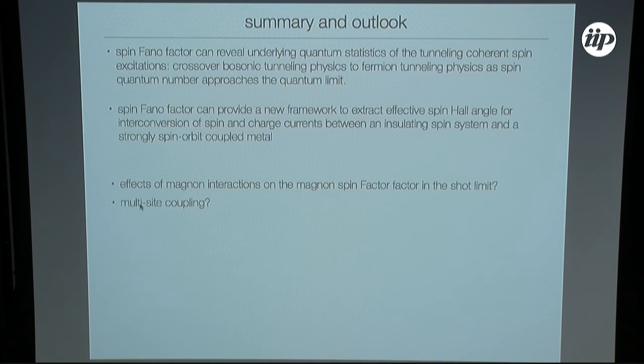And a possible new direction is to look at the effects of magnon interactions. So far the magnons are non-interacting, but if you include interactions, then it's known that it gives a renormalization to the spin Fano factor. So it's interesting to also look at interaction effects. Also, all of this relies on a single site coupling, but in real experiments, maybe multiple sites are coupled. The effect of multiple site coupling might alleviate some of the Pauli blockade physics if you have multiple sites to tunnel into. So that's something that we can also look at.